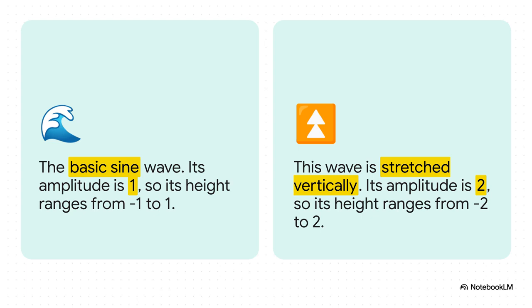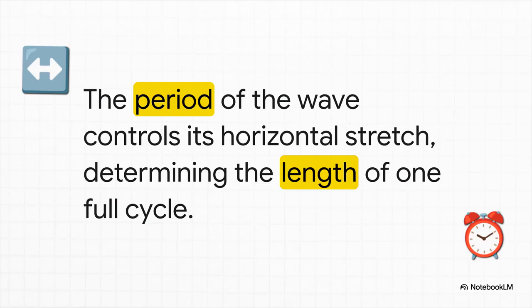The basic sine wave goes between +1 and -1. But y equals 2 sine x, that one stretches all the way from -2 up to 2. Its amplitude is now 2. Easy as that.